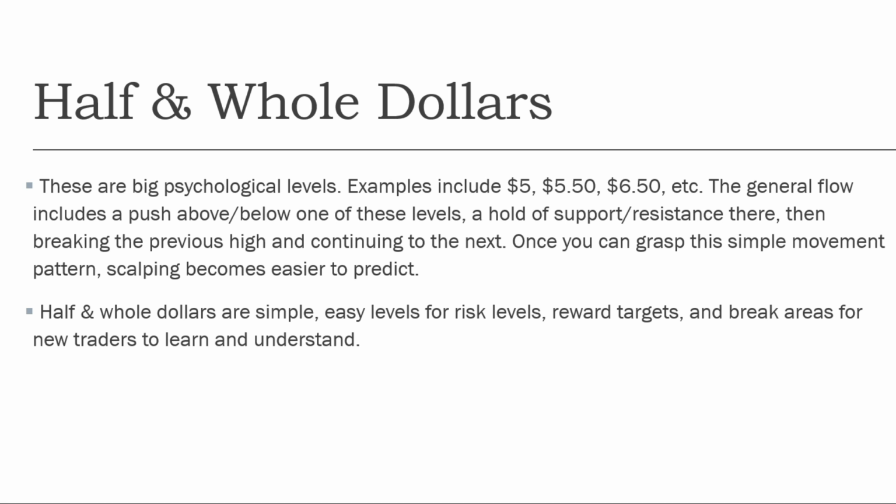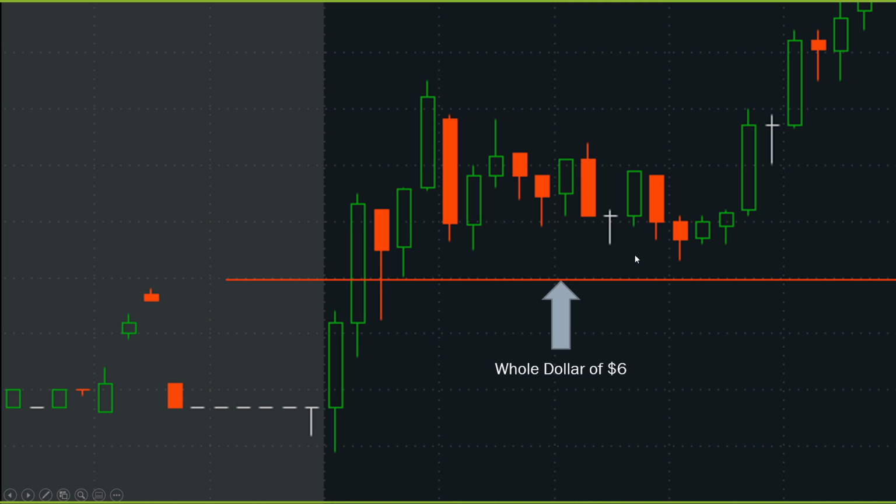I think a lot of traders are watching these levels, which makes them really significant for momentum. Here's just an example of the whole dollar of 6, and it's the same thing that I talked about. Let me see if it'll let me draw here. So again, this is the whole dollar of 6. You can see the stock push above that level, come back down, hold that level as support right here, and then continue pushing up. And that's the general flow.